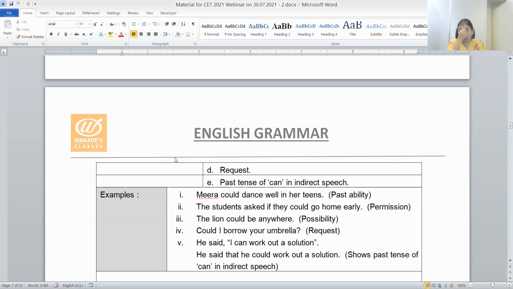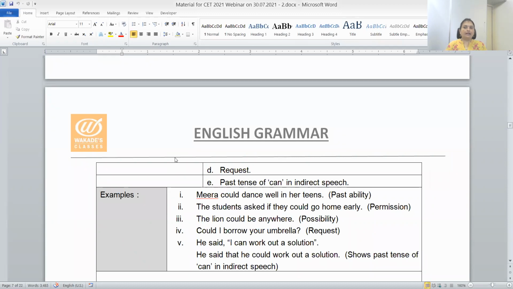And children, see, the last function, if you go up, past tense of can in indirect speech. Now let me tell you how we use this. He said, I can work out a solution. Children, see, here this is direct speech. Now if you want to change it into indirect speech, see how can changes. He said that he could work out a solution.